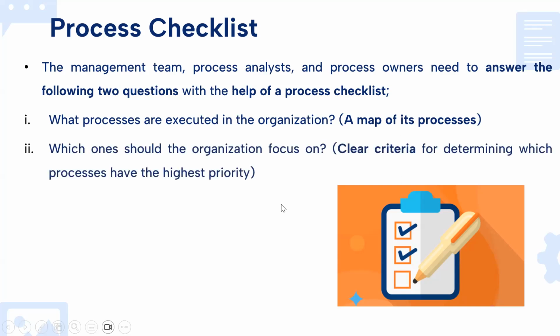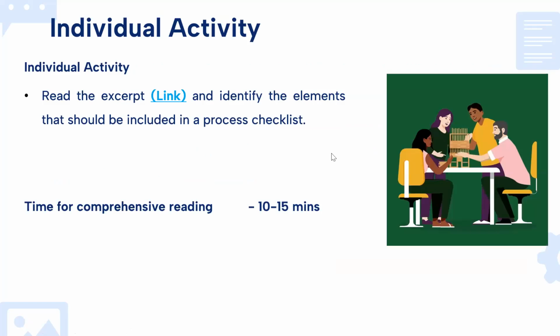And the next one is, which processes should the organization focus on? Basically, it will develop a criteria for determining which processes have the highest priority. For these two purposes, we can use the process checklist. To identify the elements within a process checklist, we will do a small individual activity.